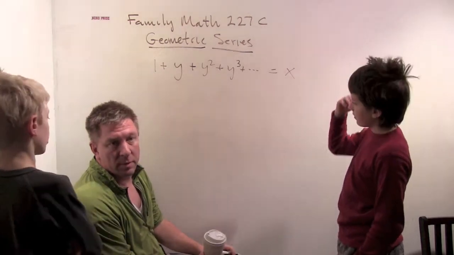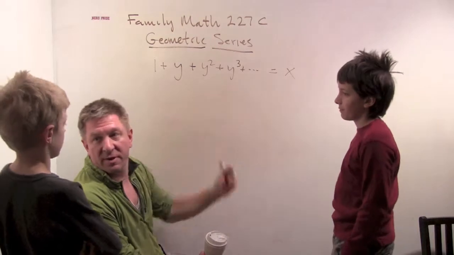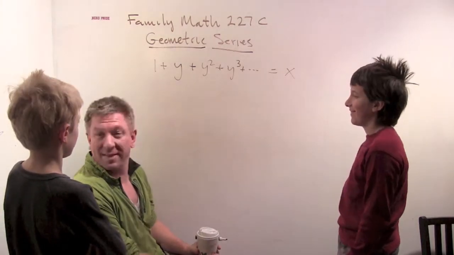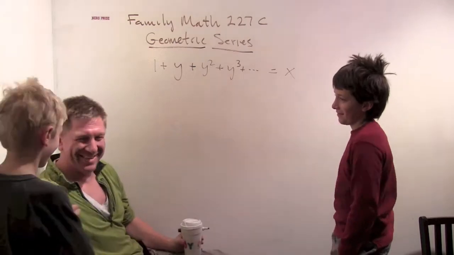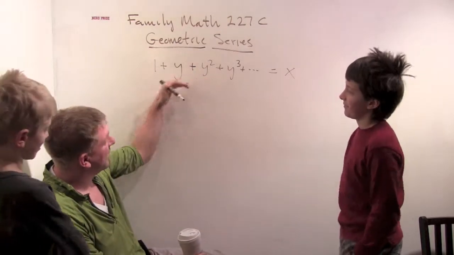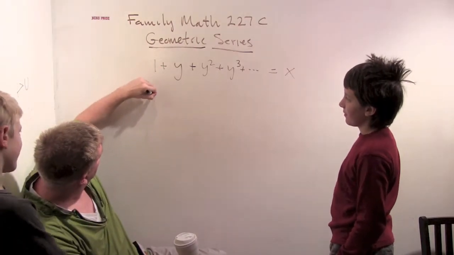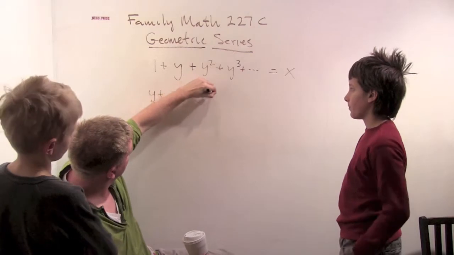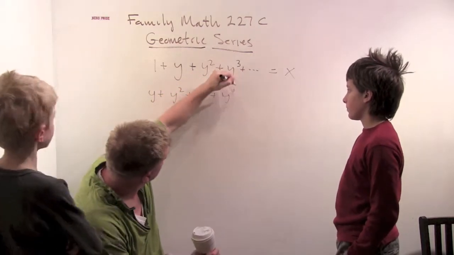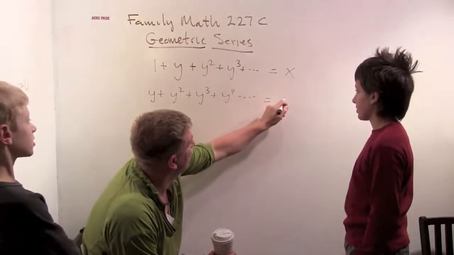Well, we can multiply by y. What's an interesting thing to multiply by here? Y, because we're trying to solve the equation. All right, so we multiply by y, and we get y plus y squared plus y cubed plus y to the fourth, and so on. This equals x times y.